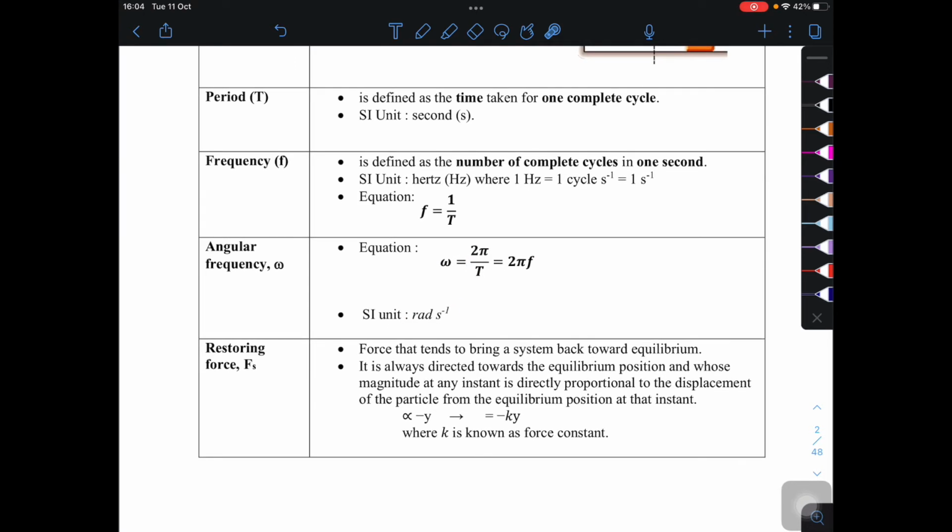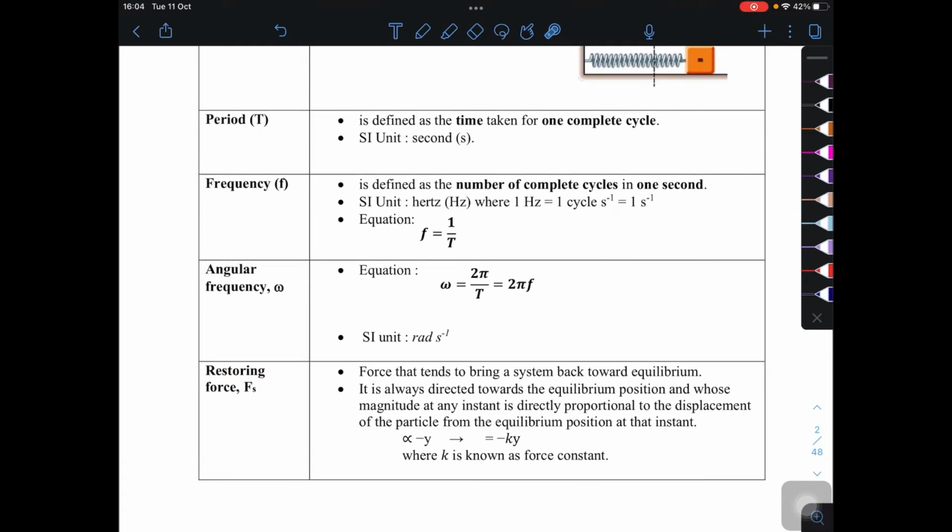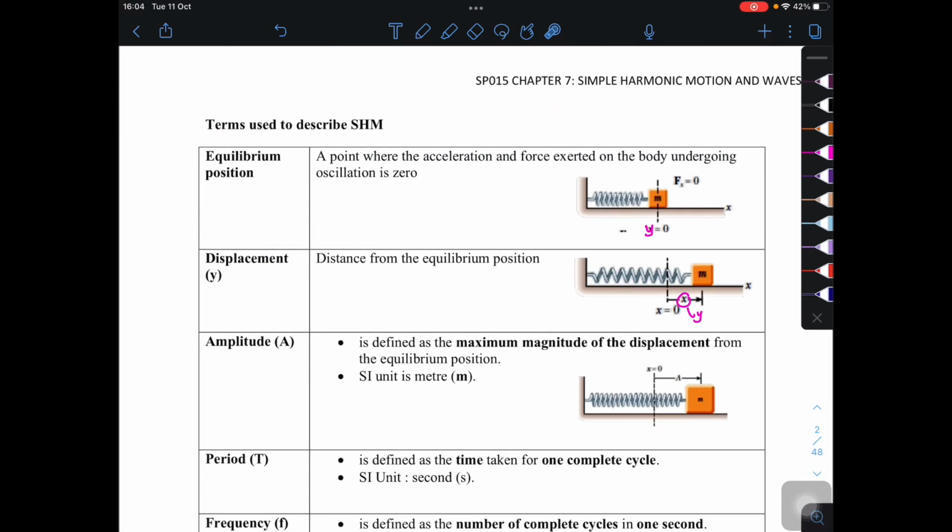Okay, next one we have what we call as restoring force. Okay, I think I've discussed this term before in chapter 3 if I'm not mistaken. Chapter 3 or 4. Okay, we have learned about restoring force, di mana dia adalah a force that tends to bring a system back toward equilibrium. Okay, sebagai contoh kita ada this mass which is attached to a spring. So apabila kita apply force, okay, initially dia adalah at equilibrium and then kita apply force to this side. Okay, kita extend lah the spring.